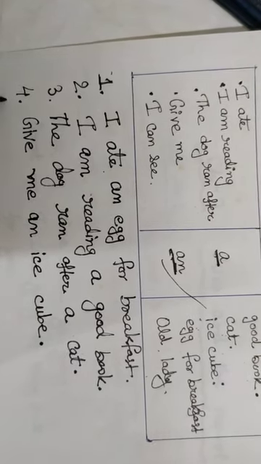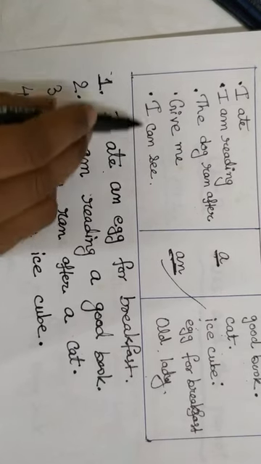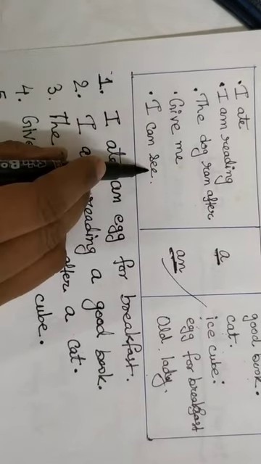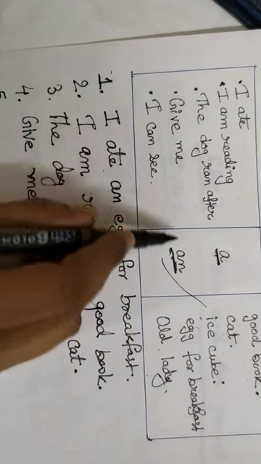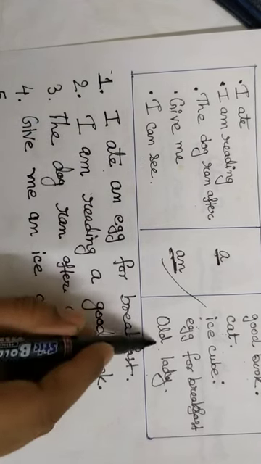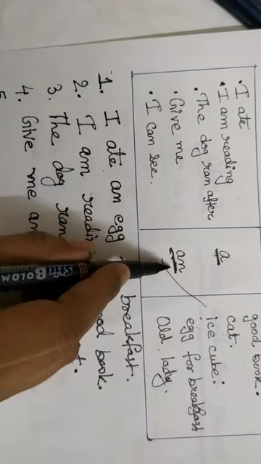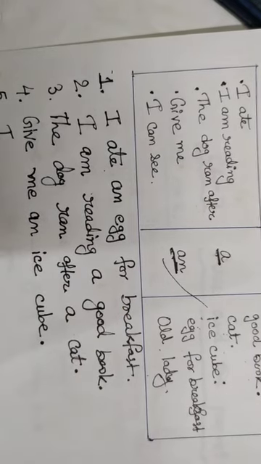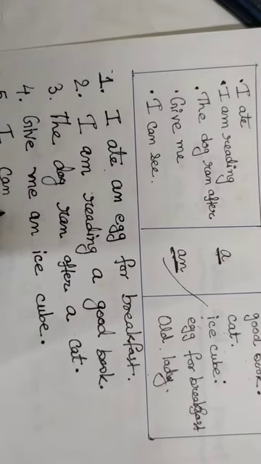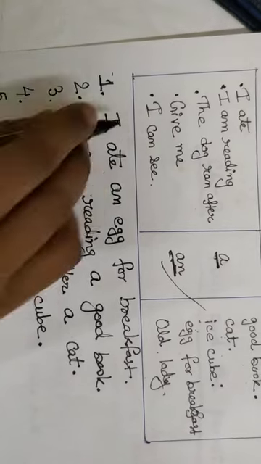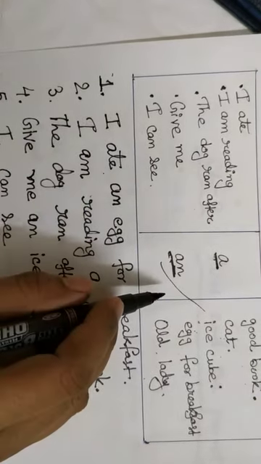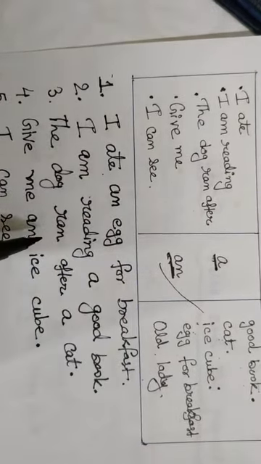Full stop. Sentence number 5. I can what? See. I can see an old lady is left. So I can see an old lady. I can see a good book. I can see a cat. ये भी हो सकता है.